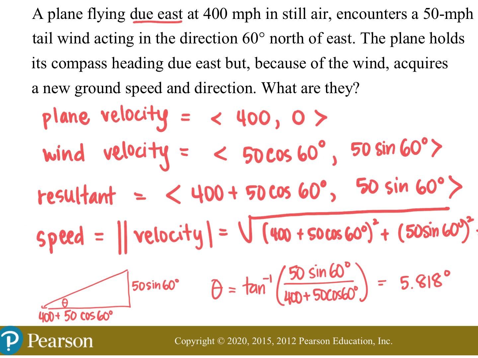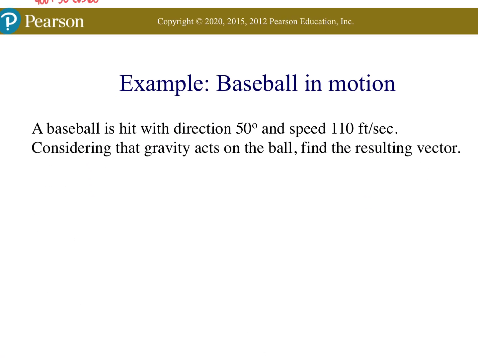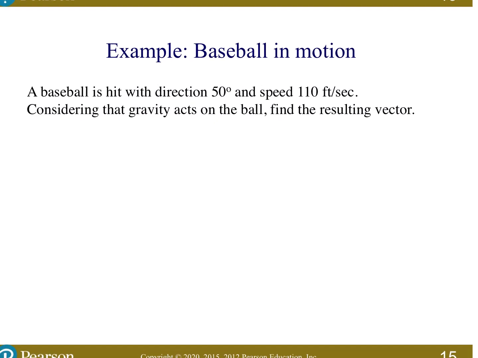All right, let's move on to another common vector problem, and that would be how gravity affects something. Wind is a very common one, but gravity is also a very common question as it relates to vectors. So let's give this a try. A baseball is hit with a 50-degree angle and a speed of 110 feet per second. And if gravity is acting on that, let's find the resulting vector of those two.